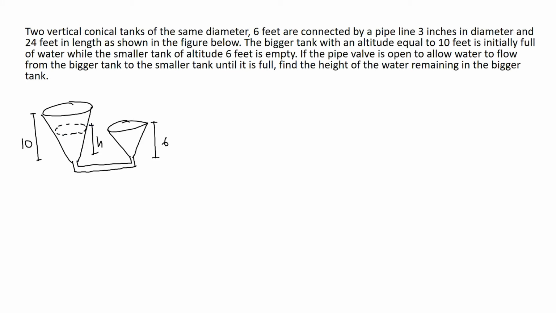Two vertical conical tanks of the same diameter, 6 feet, are connected by a pipeline 3 inches in diameter and 24 feet in length as shown in the figure below. The bigger tank, with an altitude equal to 100 feet, is initially full of water, while the smaller tank of altitude 6 feet is empty. If the pipe valve is open to allow water to flow from the bigger tank to the smaller tank until it is full, find the height of the water remaining in the bigger tank.